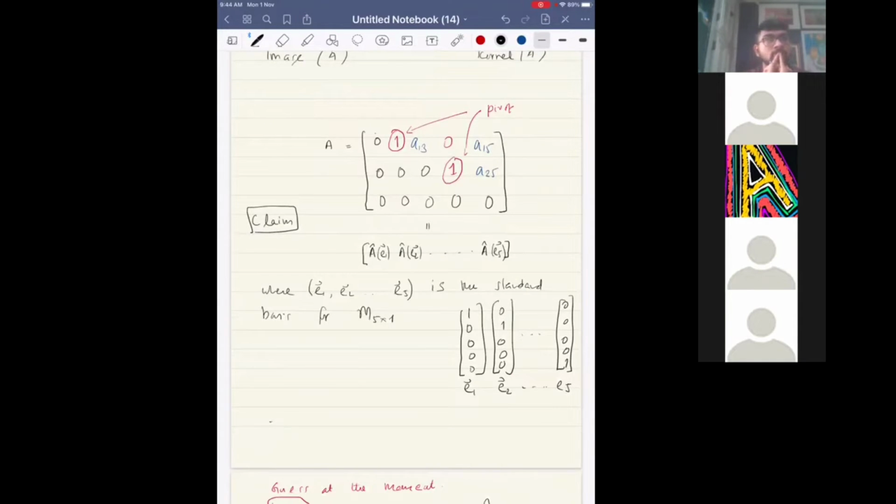Yes, sir. They are in the column vectors of the matrix A itself, so they have to be. Say it somewhat more precisely: E2 is mapped to E1 prime and E4 is mapped to E2 prime. Very good. So A hat of E2 is E1 prime, and A hat of E4 is E2 prime.